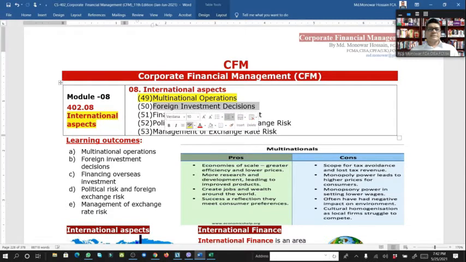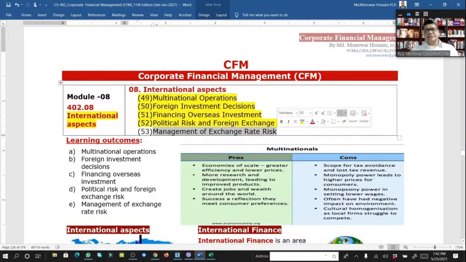Then we'll discuss these topics: foreign investment decision, financing overseas investment, political risks and foreign exchange risks, and management of exchange rate risks. So this is a totally theoretical chapter. After a study of this chapter, we will understand multinational operation, foreign investment decision, financing overseas investment, political risks and foreign exchange risks, and how to manage the exchange rate risks.